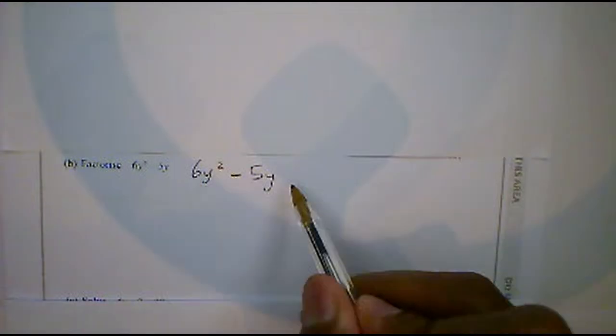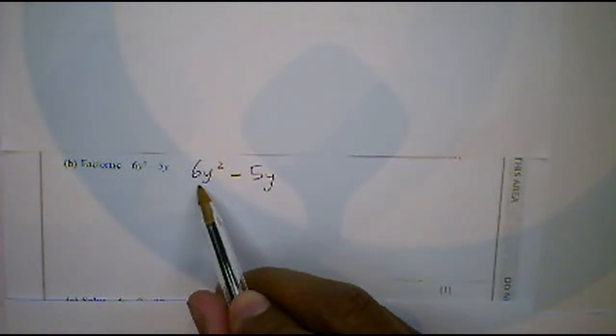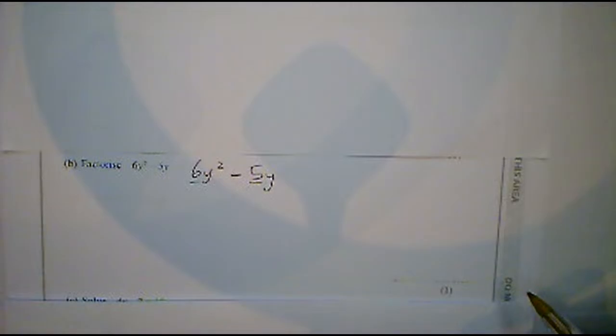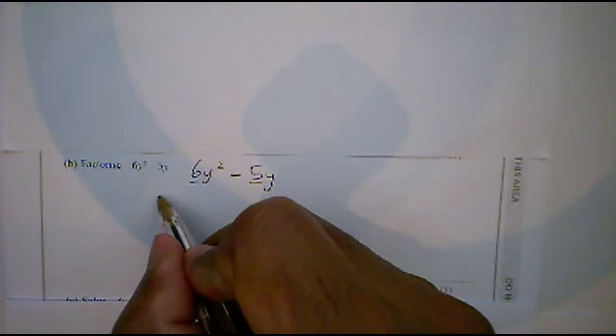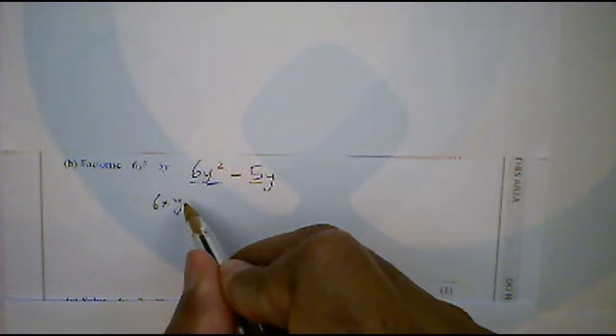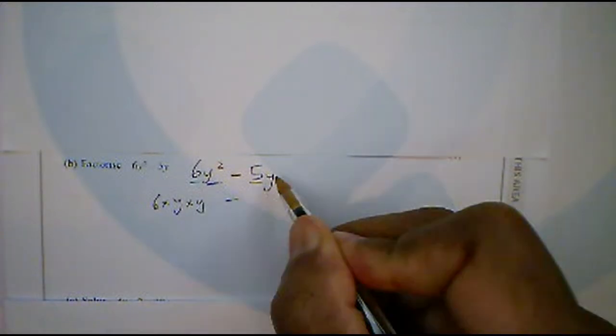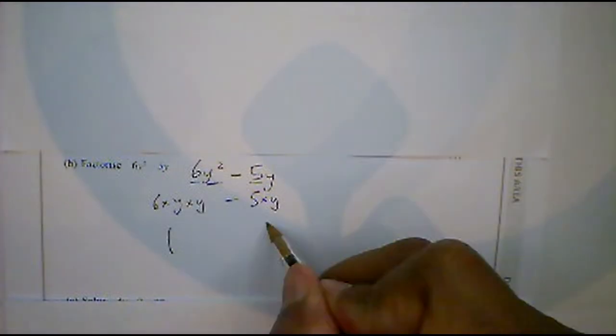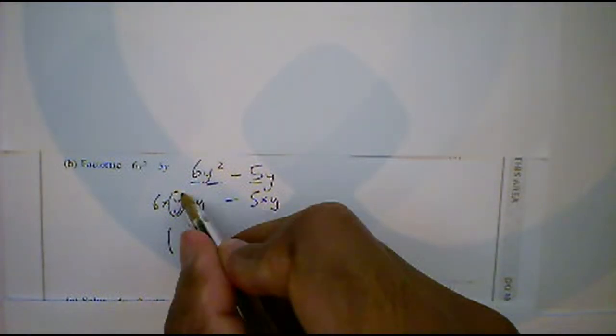Right, so for this one, I've got a number term and a letter term. So I've got 6 and y squared. I can see that nothing goes in between them. So I'm going to keep that as 6 times, but I'm going to separate the y squared. Y squared is y times y. And 5 times y here. And so now I can spot that I've got a y here and a y here.